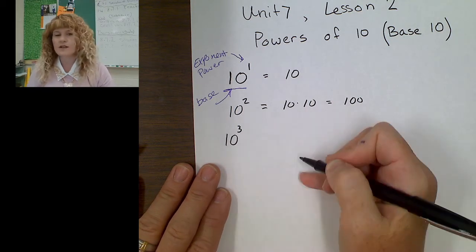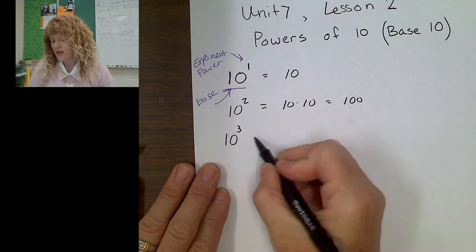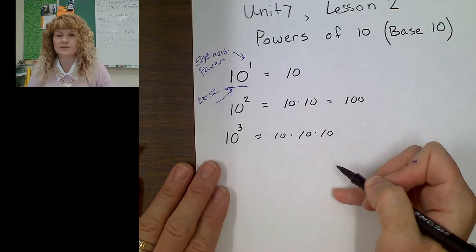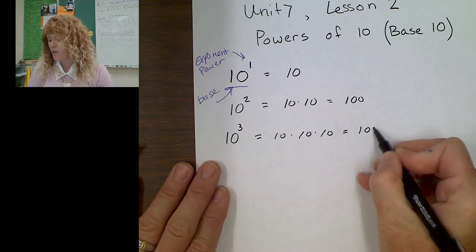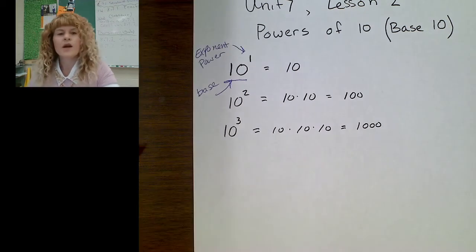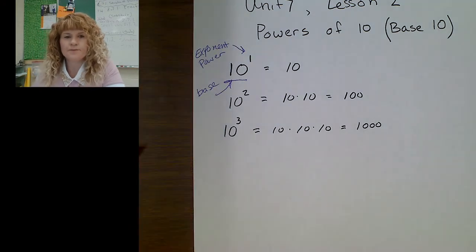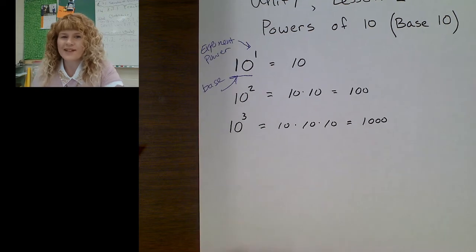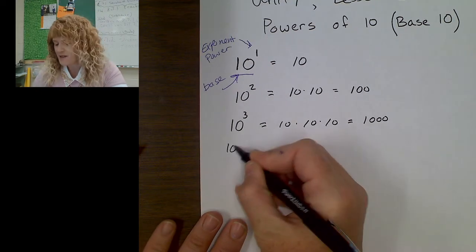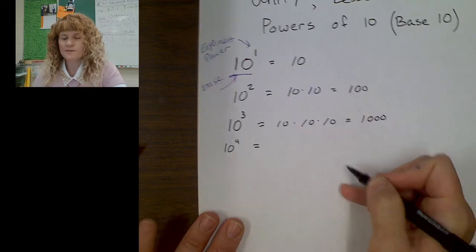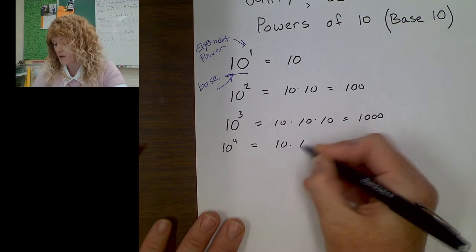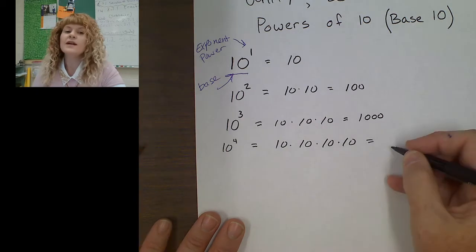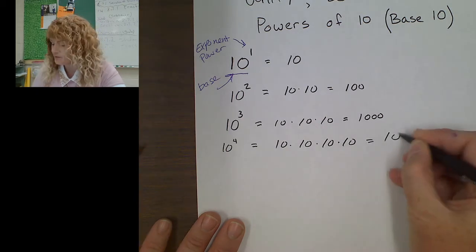How about 10 to the third power? In expanded form, that's 10 times 10 times 10, and it equals 1,000. Pause the video and catch up. Okay, let's do another one. 10 to the fourth power. That is, in expanded form, 10 times 10 times 10 times 10, and it equals 10,000.